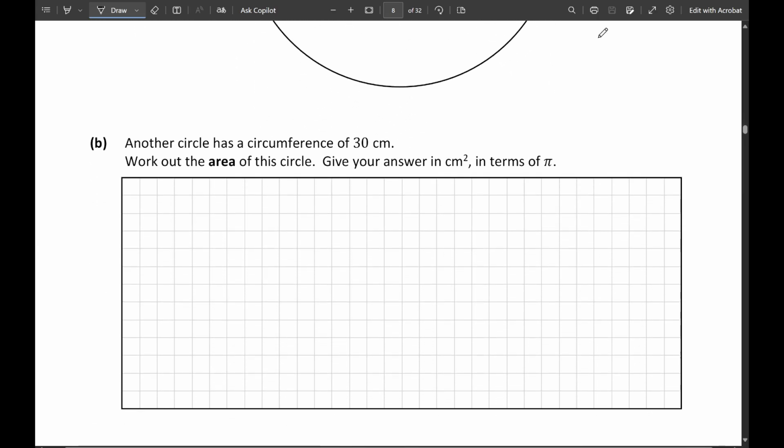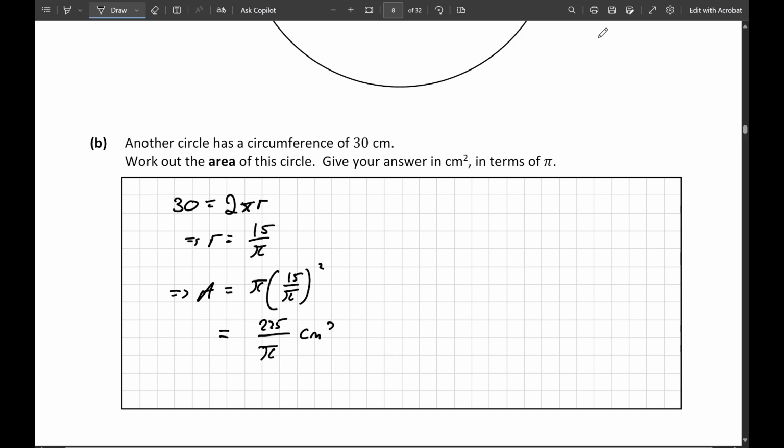Circle circumference of 30, work out the area in square centimeters. Fair enough, in terms of pi. So 30 is just 2 pi r. So therefore the radius will just be 15 over pi. So that implies that the area is pi times (15 over pi) squared. We'll get a pi over pi squared, so it'll be something over pi, and 15 squared is 225. It took me a while to work out. It's 225 over pi square centimeters.